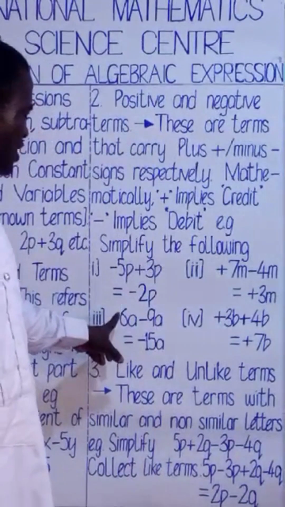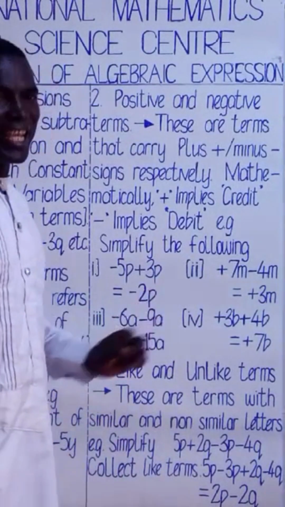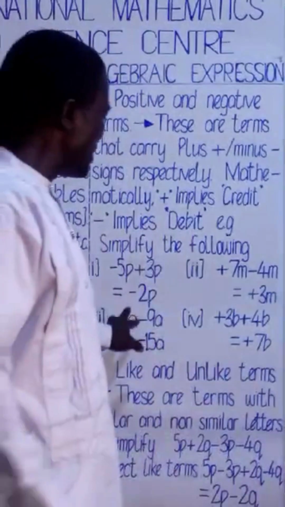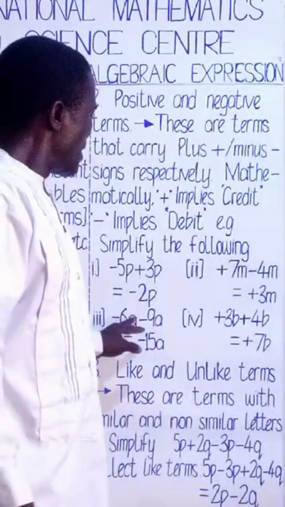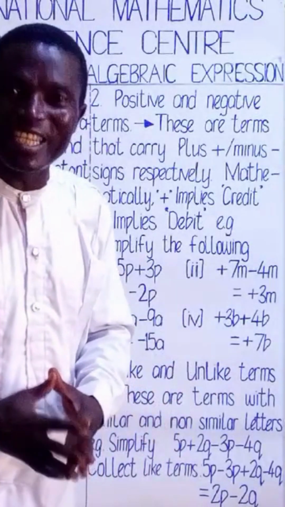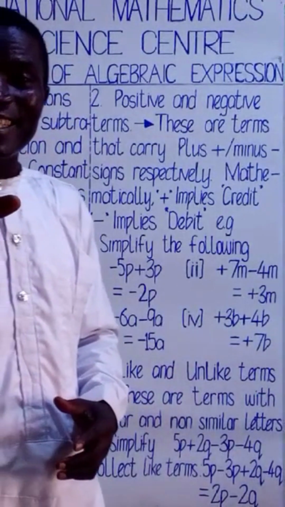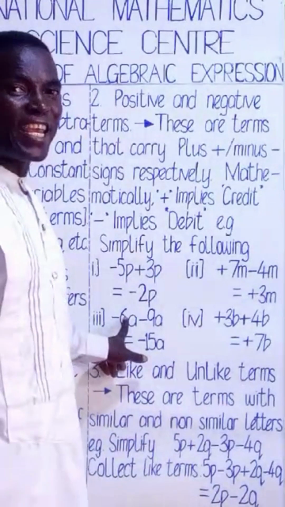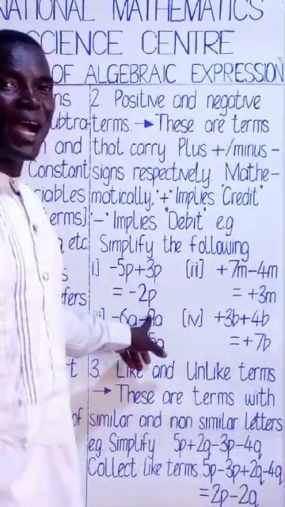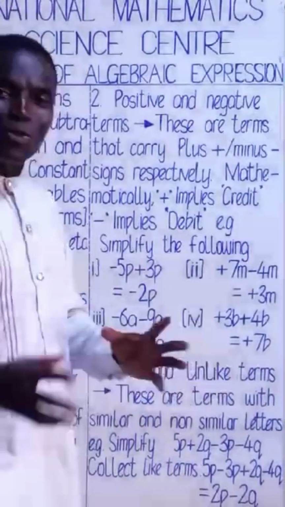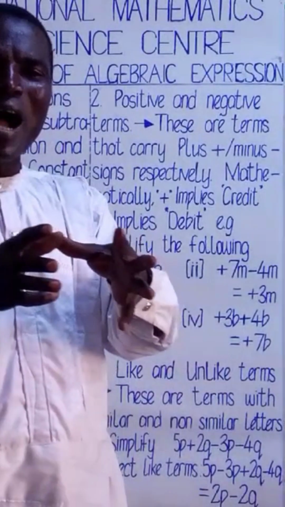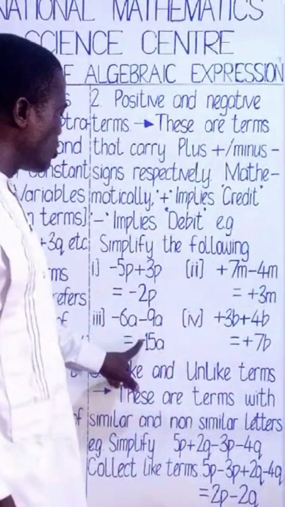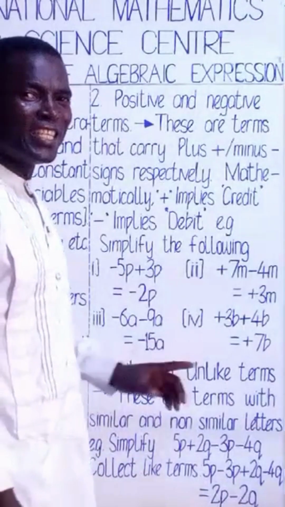Now, number 3 says simplify minus 6a minus 9a. Minus 6a means the amount of money you are owing. Minus 9a means the amount of money that you are still owing. So you are owing 2 different types of money at the same time. You are owing the first person minus 6a, and you are still owing another person minus 9a. So that shows if we are to rate you, you are an embodiment of debt. And so the total amount of debt that you are owing now is going to be minus 15a.